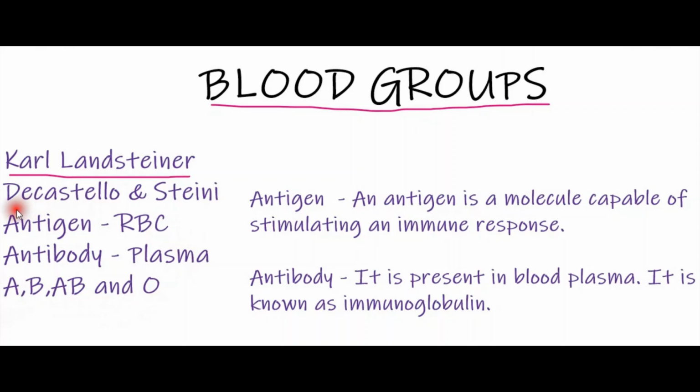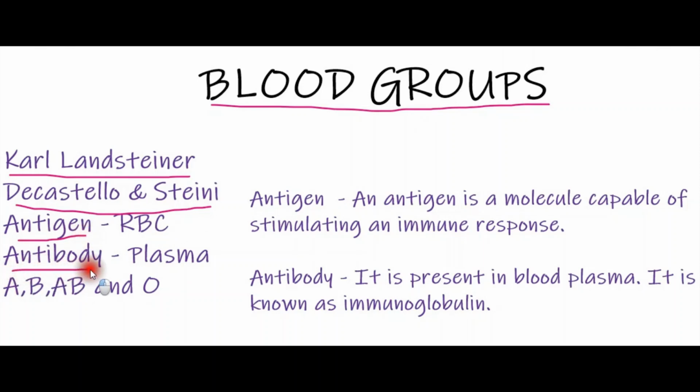Then one more scientist, De Castello and Sturli, identified the AB blood group. So Carl Landsteiner identified A, B and O blood groups, and De Castello and Sturli identified AB blood group. Human blood contains specific substances called antigen and antibody.